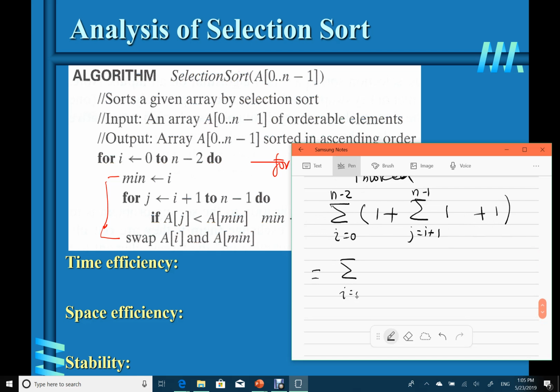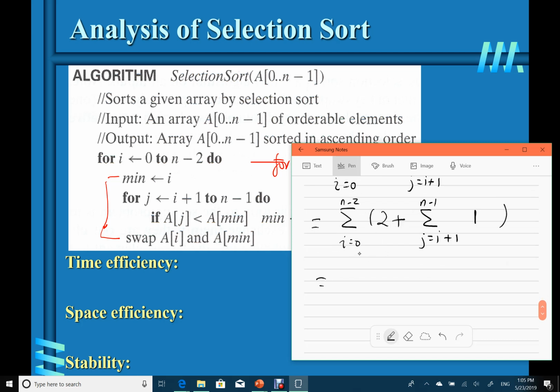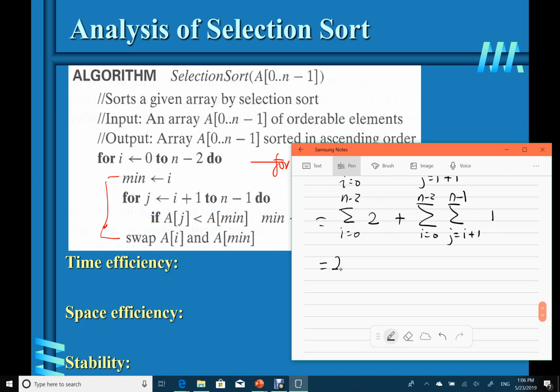So now let's write it down here. So we have 2 plus, j equal to i plus 1 through n minus 1, is 1, right? And we can separate them. So we have i equal to 0 through n minus 2 is 2 plus, i equal to 0 to n minus 2, j equal to i plus 1 to n minus 1, is 1, right? And then we say this is constant, and how many times it got invoked, this is times n minus 1 plus, and we do this calculation first. This is constant, and we have i equal to 0 to n minus 2, we have n minus 1 minus i minus 1 plus 1, right?